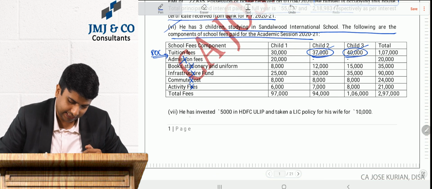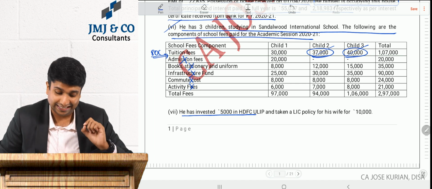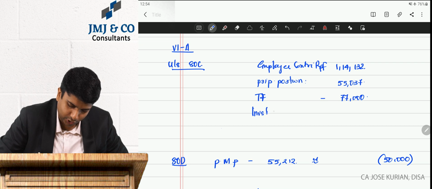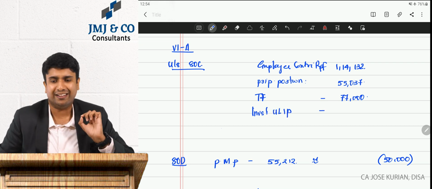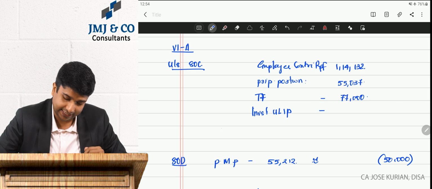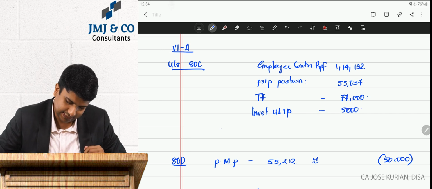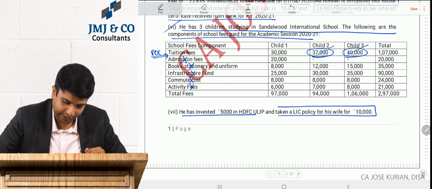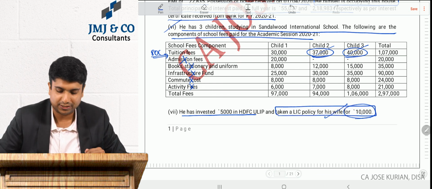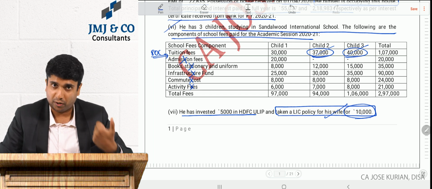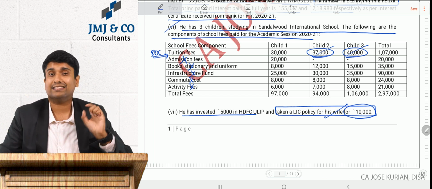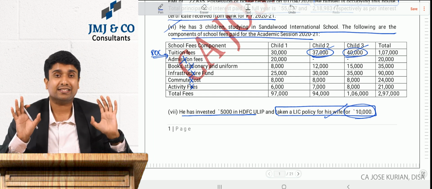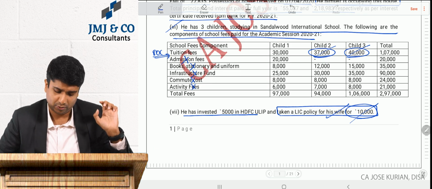So that's over. Then he invested 50,000 in HDFC unit linked insurance plan. Investment in a unit linked insurance plan is definitely an eligible deduction under 80C. So 50,000 I can claim as a deduction under 80C. Again, there is an LIC policy taken for his wife, that means a family member, and 10,000 is the premium. We don't know the date of issue of the policy. We don't know the sum assured. There are certain conditions under 80C based on sum assured and the policy date. Since no such information is given in the question, straight away I am taking this 10,000 as a deduction.